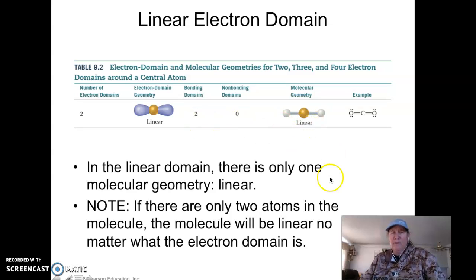Again, remember if it's only 2 elements, it's always linear. If there's only 2 atoms in the molecule, it's always linear. So you don't have to do it if it's only 2. There's no shape to it, it's just linear.